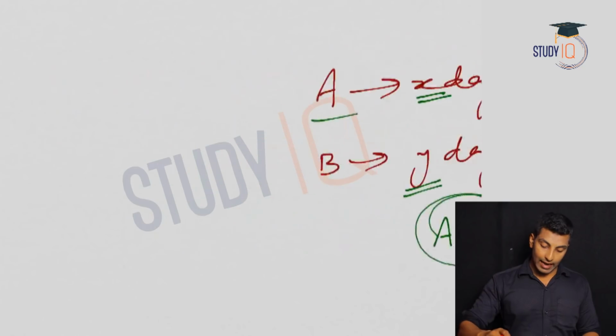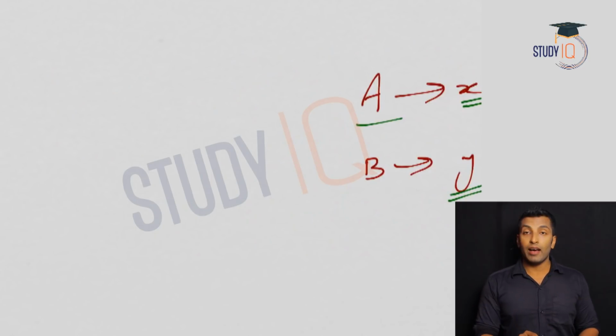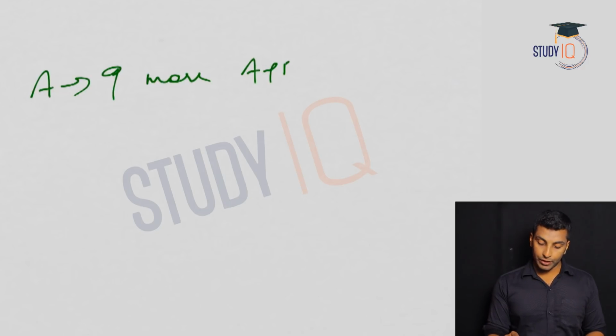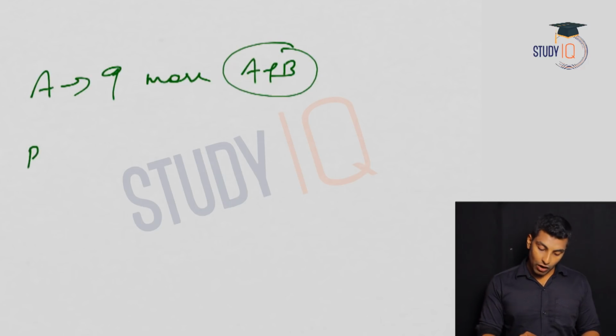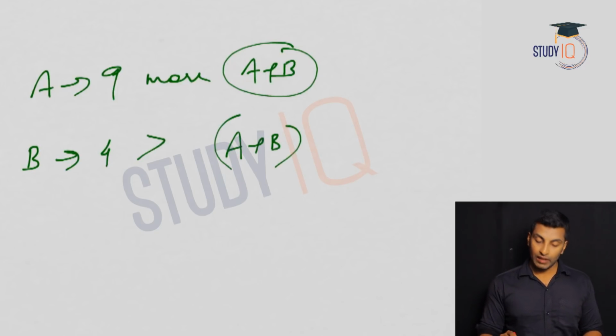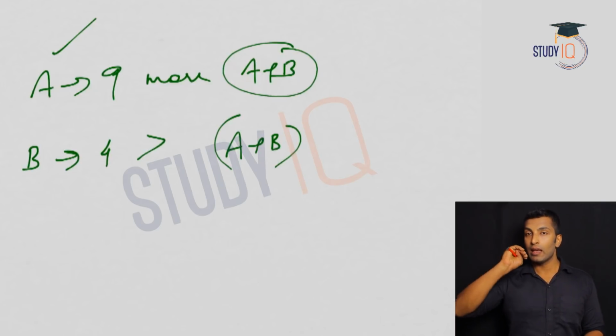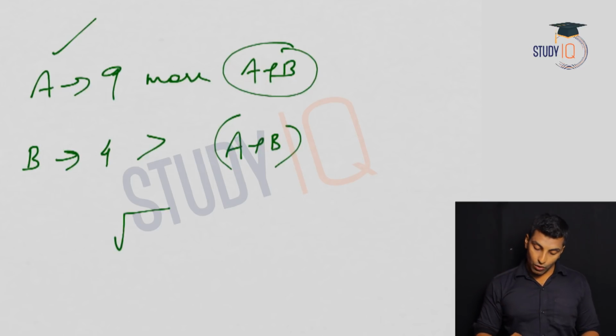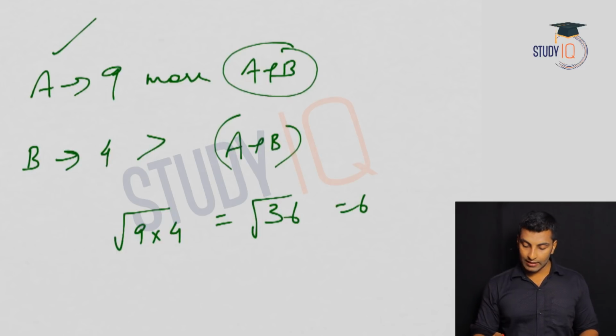So the idea is, see, I'll get questions like this. Okay, let's suppose A takes 9 days more than A plus B working together. If B working alone, B takes 4 days more than A plus B. You understood? A working alone takes 9 days more than A plus B. B working alone takes 4 days more than A plus B. Then A plus B working together, root of 9 into 4, that is root of 36, that means 6 days.